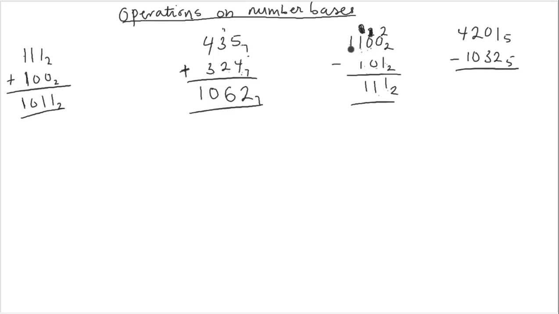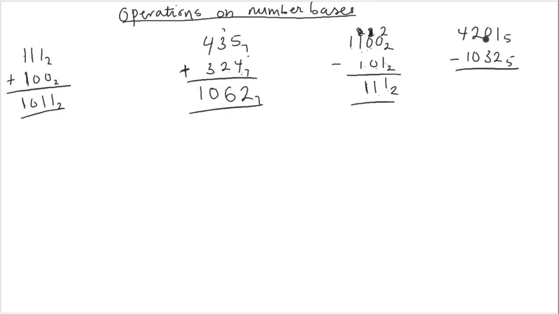So I have to come and borrow from the next one. So it's left with 0 here. So I can't subtract 1 from 0. So I have to borrow 1 from here. If I borrow 1 and bring here, I'll get 2. So now 2 minus 1 will give me 1. Then here is 0. Okay.